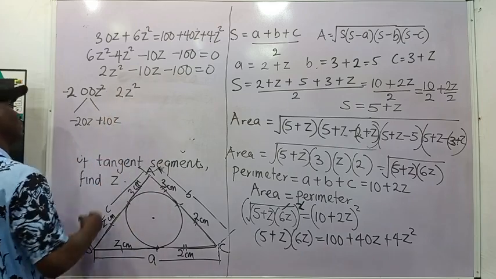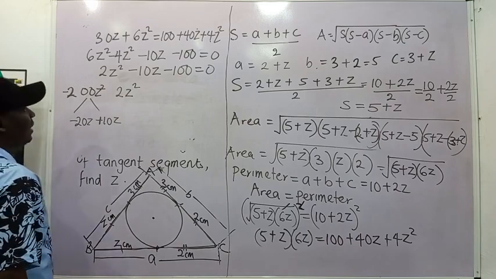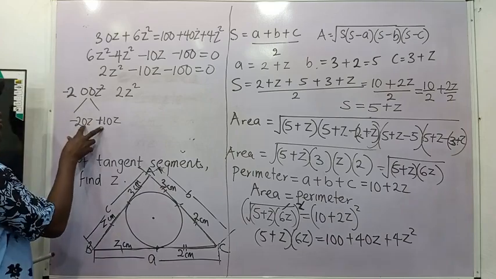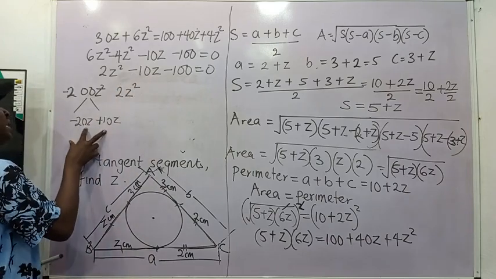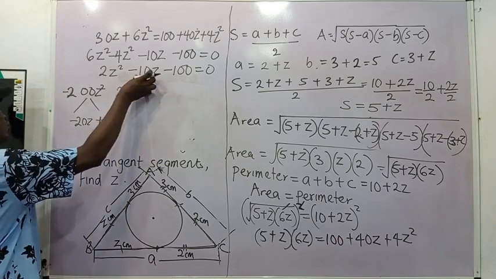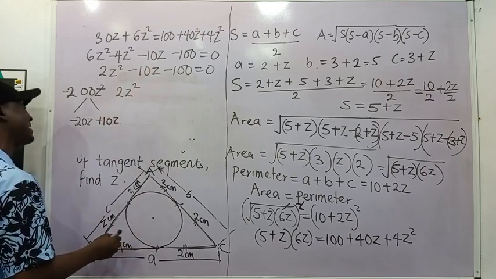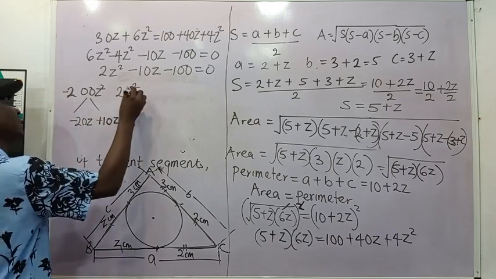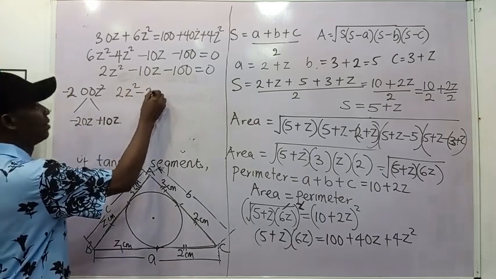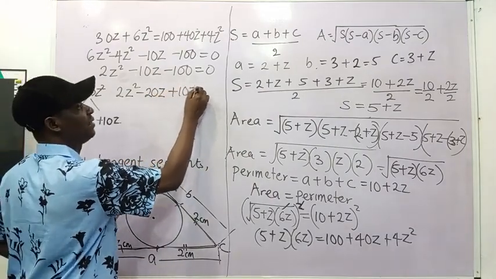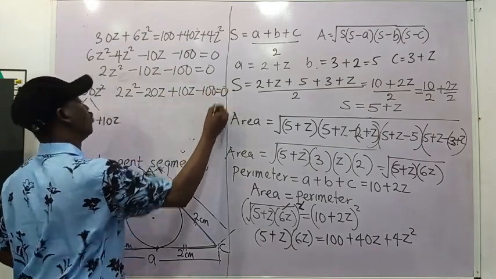2z squared is equal to what? Then let's replace this one, because if you add these two now, you are going to have minus 10. If you multiply these two, you are going to have what? Plus what? Minus 10z if you add it. So we are going to replace these two with this. We will have minus 20z plus 10z minus 100 equal to 0.